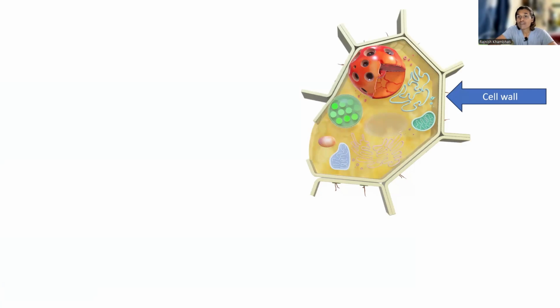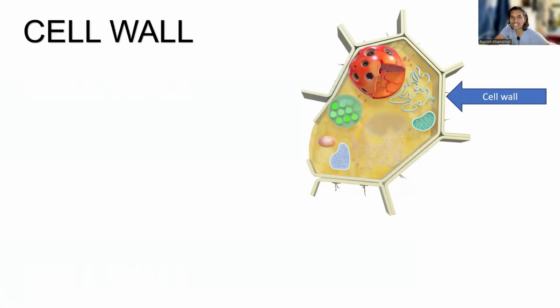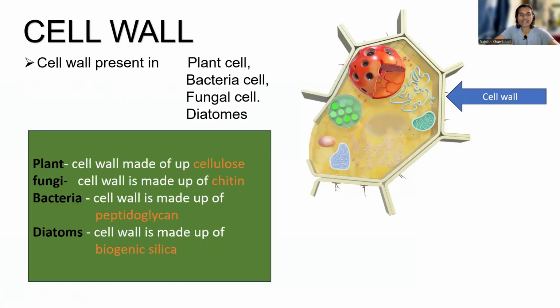Now, this is the cell wall. The next structure we have to learn is the cell wall. The cell wall is the very outer structure of the plant cell. Now, let's directly read this. Cell wall is present in plant cells, bacterial cells, fungal cells, and the diatoms. These are the examples of organisms in which a cell wall is present.